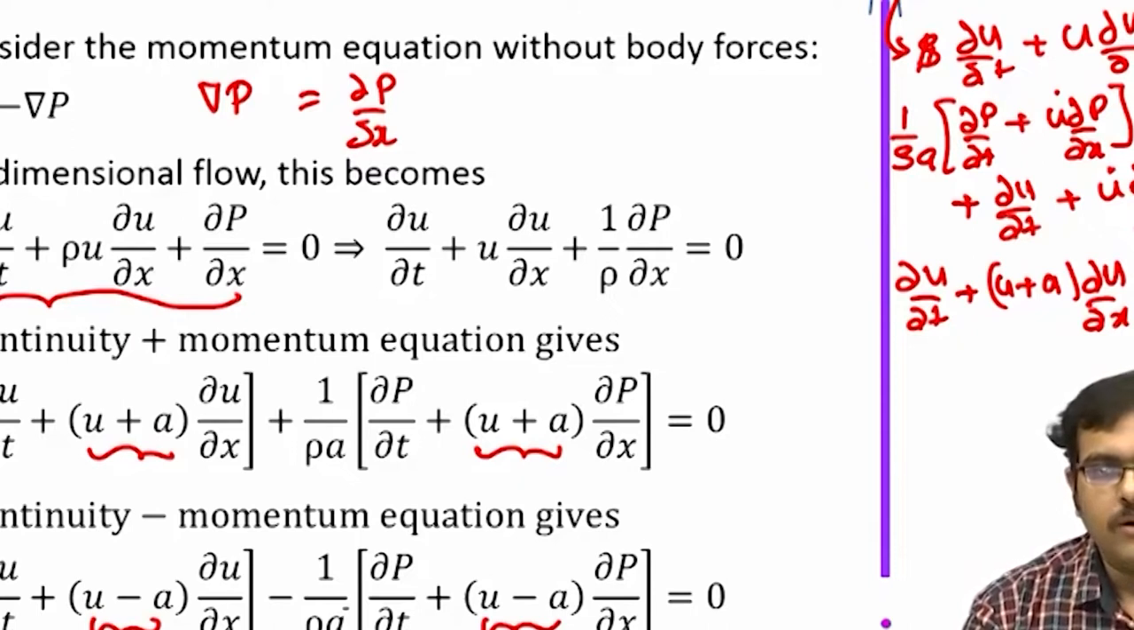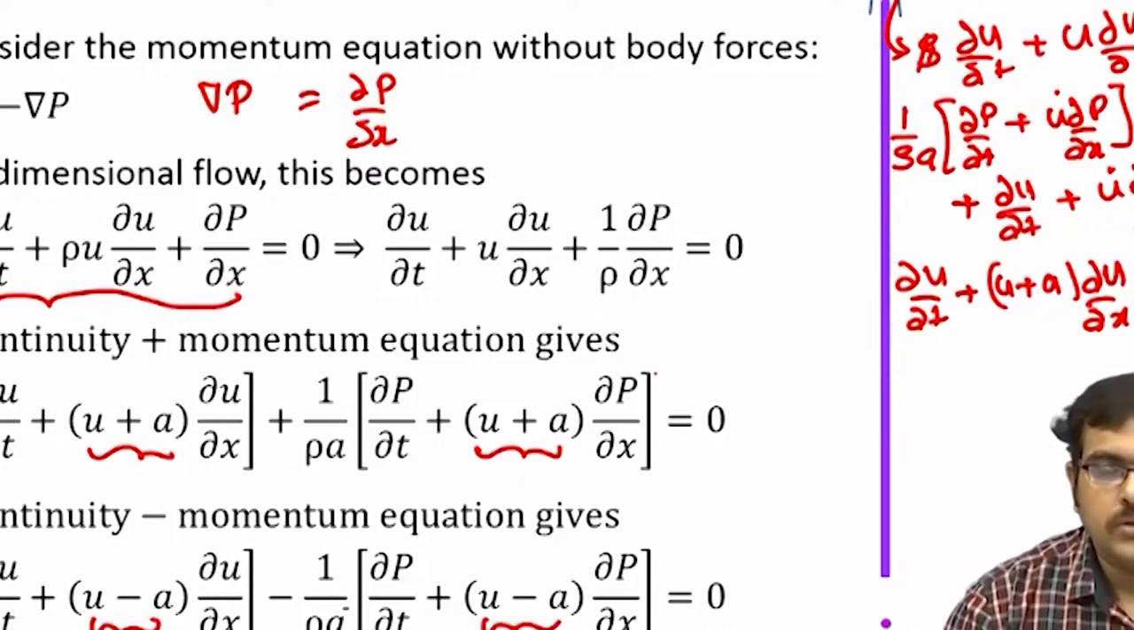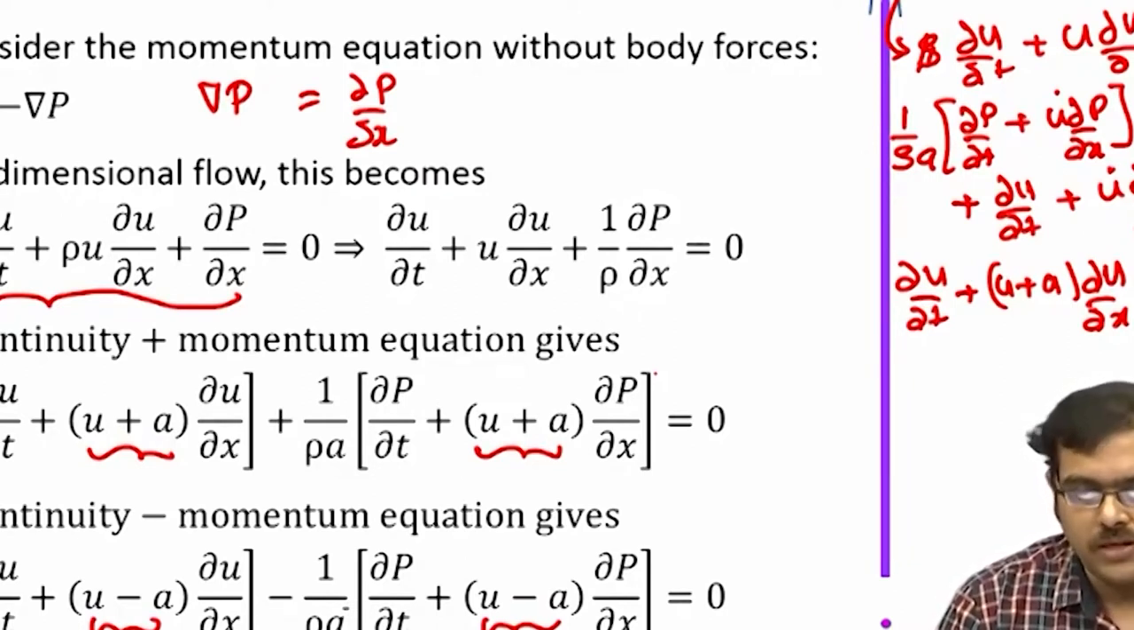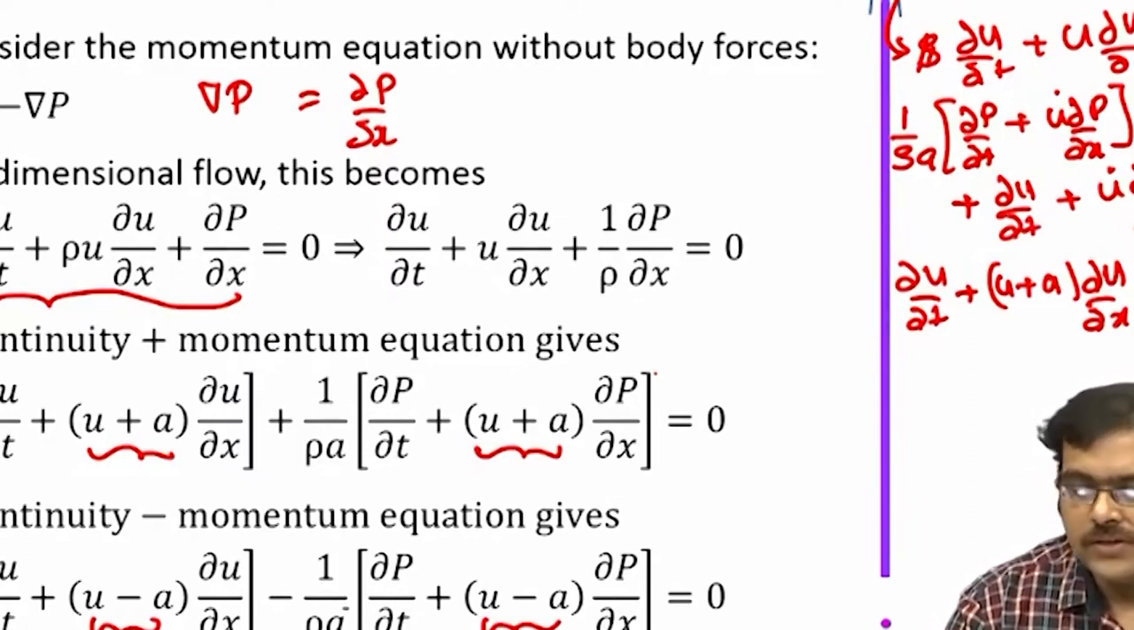What we are looking for is some transformation. These are partial differential equations. So is there some transformation that we can apply so as to convert them to more easily solvable ordinary differential equations? And for hyperbolic equations, and these are hyperbolic equations, there is a method to do it, and that is the method of characteristics.